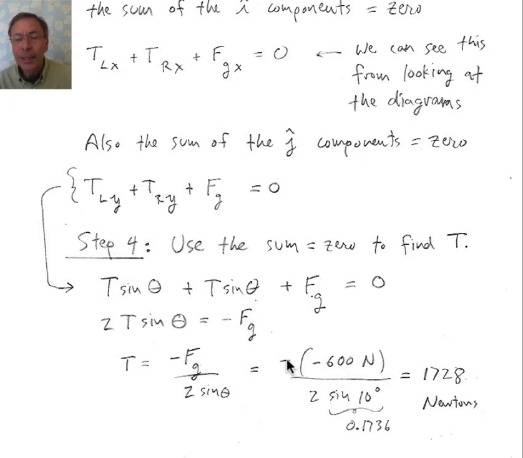Now, Fg is 600 newtons. That would be the mass of precocious Patty times the acceleration of gravity, and it's negative. And now we have a negative sign here, so that's positive. Then we divide by twice the sine of 10 degrees. The sine of 10 degrees is a small number, so the end result is a pretty big number, 1,728 newtons. So compared to the weight of Patty, the rope has to have a lot of tensile strength. It's got to hold almost 3 times as much as Patty's actual weight.